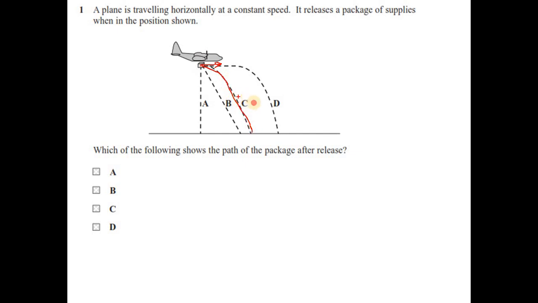That means it must be C. It cannot go directly down because it has a horizontal velocity. It cannot follow the path B because it's a straight line, and path D is a longer horizontal distance. So it's a parabolic path. Generally, when you release some object horizontally, it moves something like this. So your option is C.